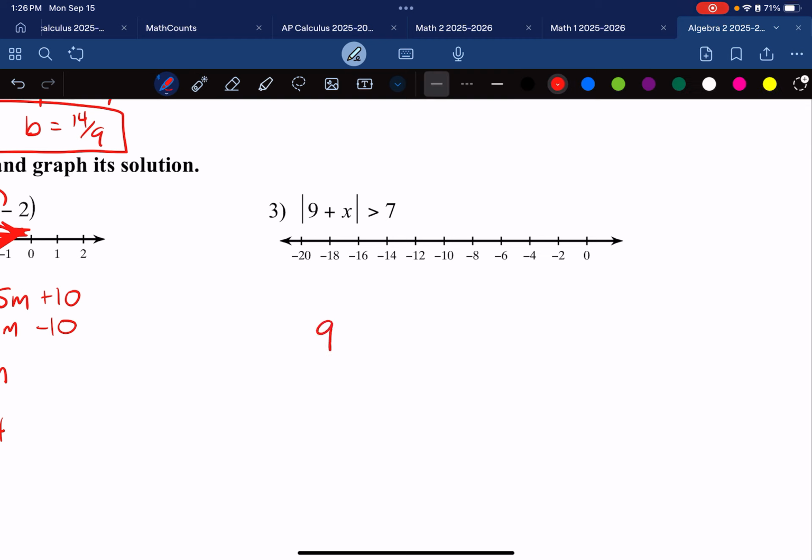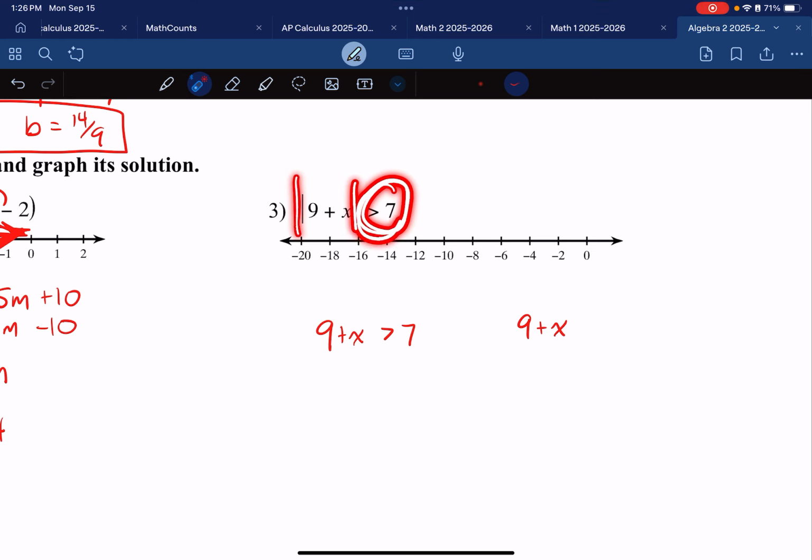We say, okay, 9 plus x is going to be greater than 7. Again, all we did was drop the absolute value. And then from there, we do a second equation. We say that 9 plus x, and then everything that is outside the absolute value, namely this greater than and that 7, gets multiplied by negative 1 and we flip the inequality, and we say that it's negative 7.